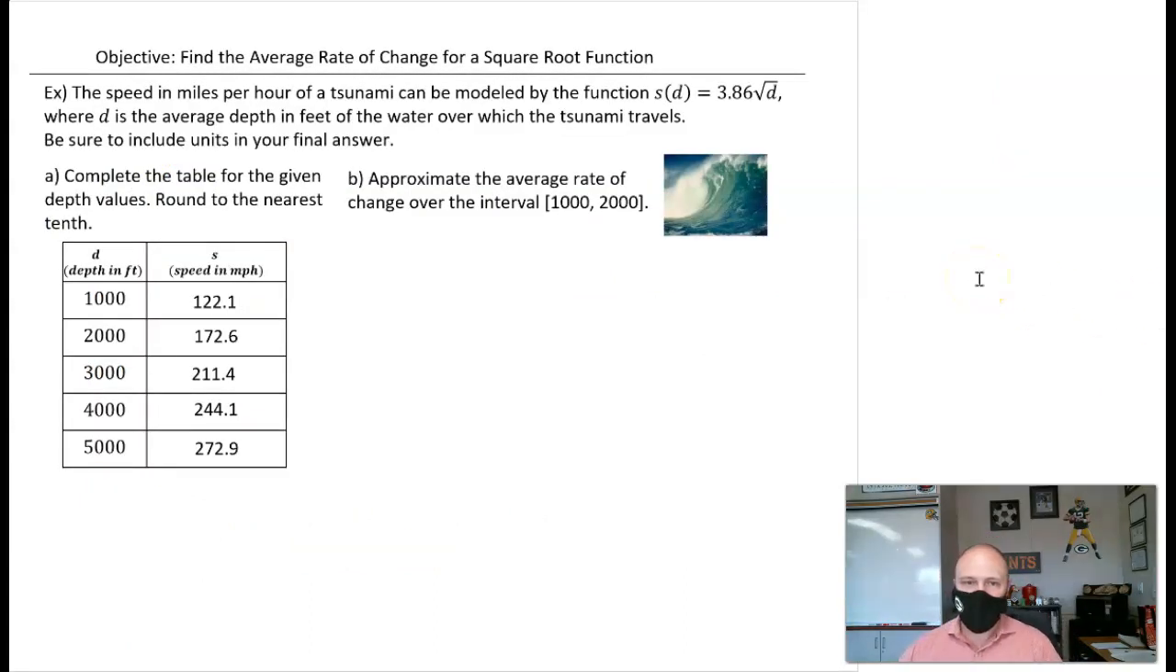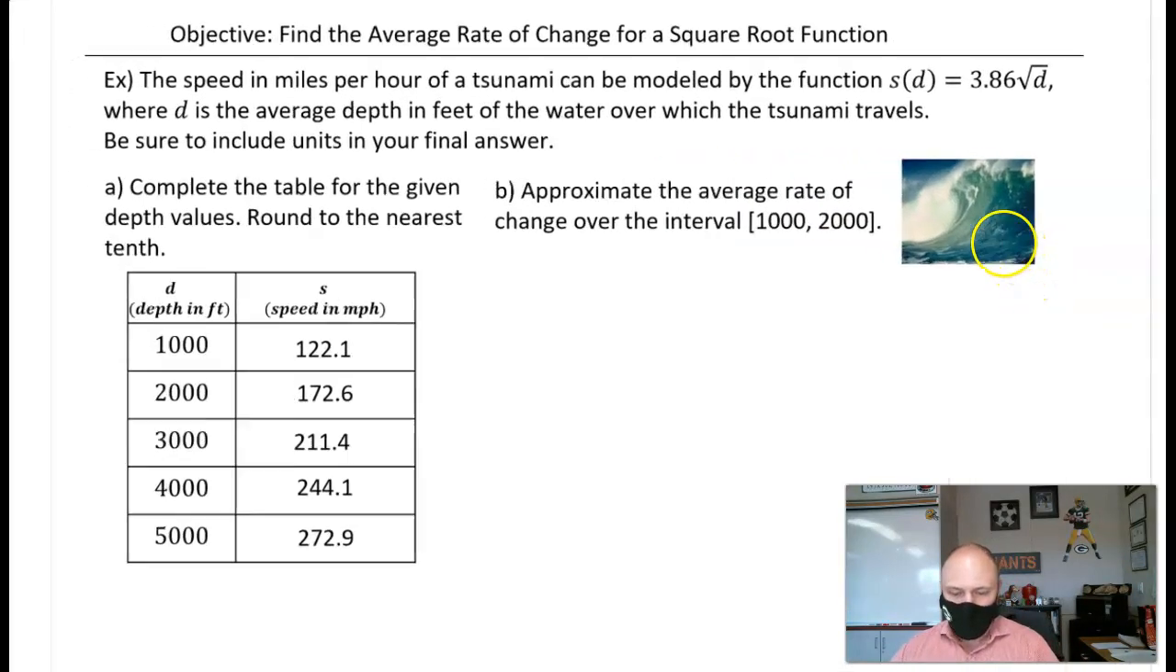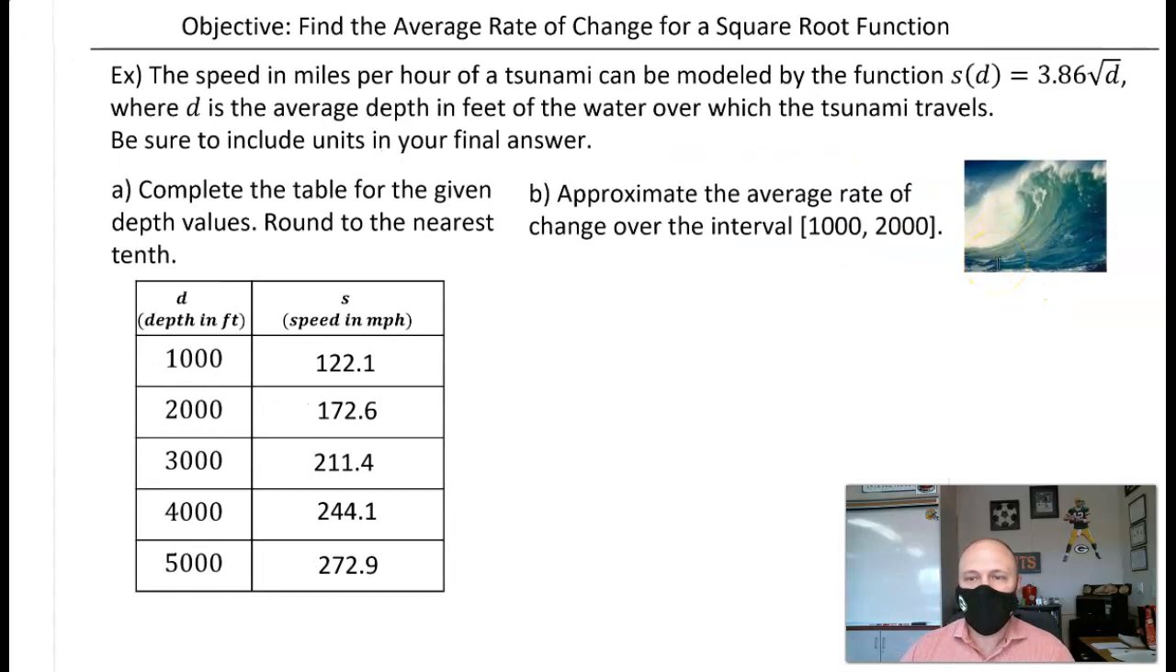All right, here is our next example. And we're given a table of values. So you'll see these problems in a couple of different ways. You'll see it with a table of values, or you'll see it with a graph, or you may even see it just with a function.